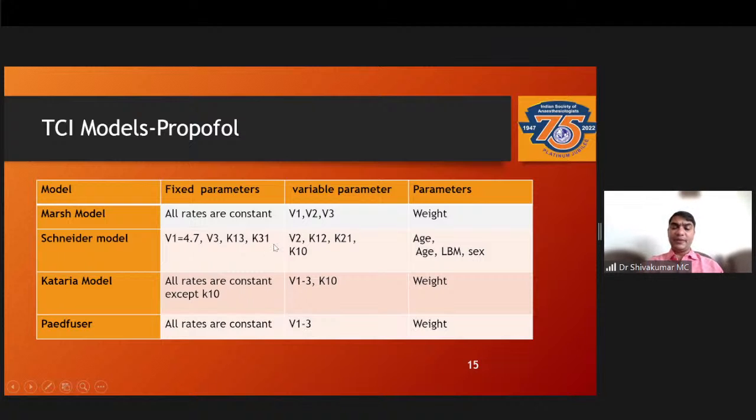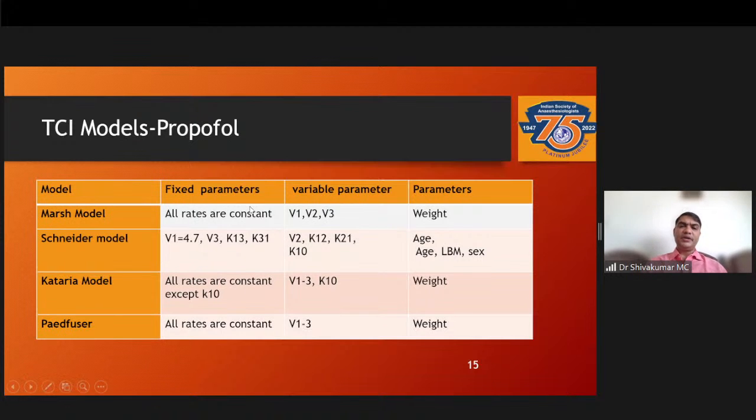But certain variable parameters like V2, the rate constants between V1 to V2 and V2 to V1, and the elimination half-life are variable. These are based on the age, lean body mass, and gender of the patient. So you have to understand.